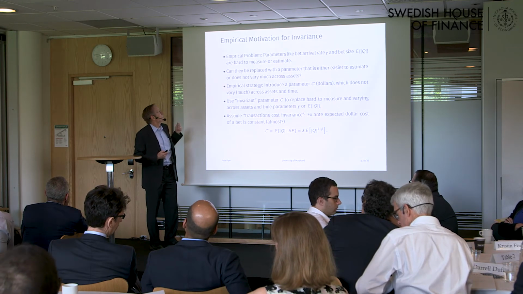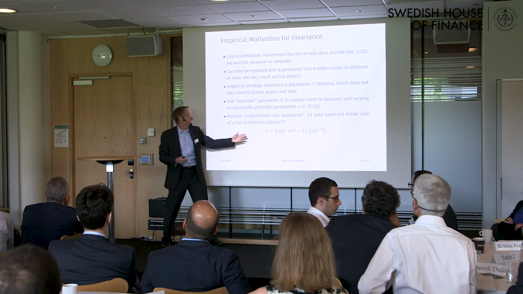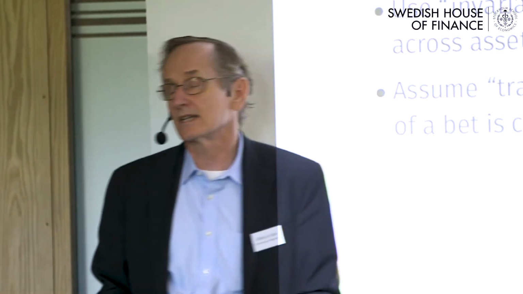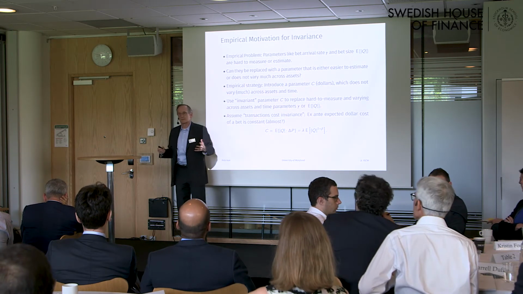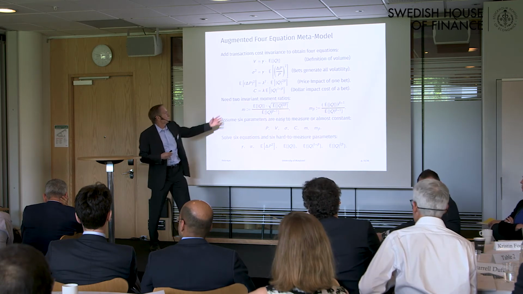And the way we do it is we add some extra equations. So we're going to add this invariance equation that says that the market impact cost of a bet is constant. The dollar market impact cost of a bet is a constant dollar amount. It doesn't vary across markets. Ultimately, through theory, it's related to the idea that the cost of information is constant. And when we add that assumption, we get four equations.